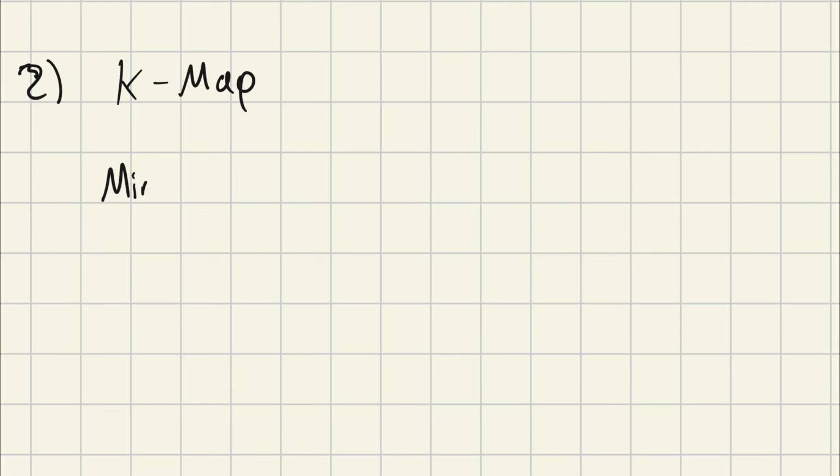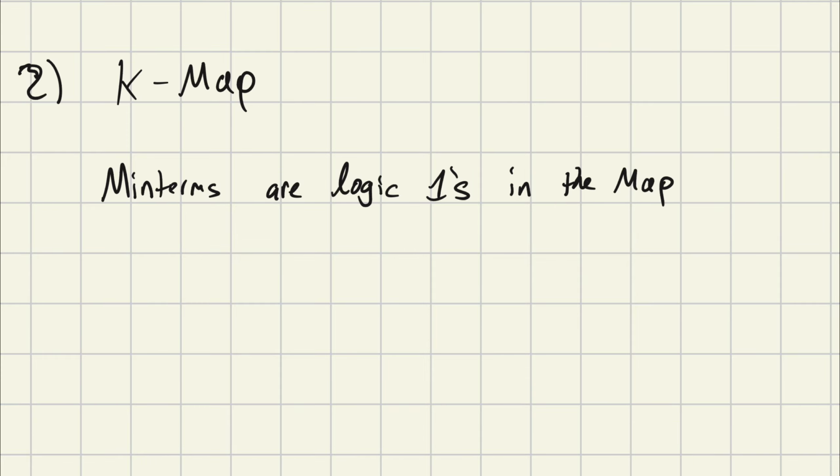So the minterms are logic ones in the map. What logic ones mean is that anything that yields your function a 1, whether that may be shown in your truth table or your expression itself, that whole term would correspond to a binary value, and that binary value can be converted into a decimal value, which corresponds to where in your K-map you will see a logic 1. So we can do that using our example over here.